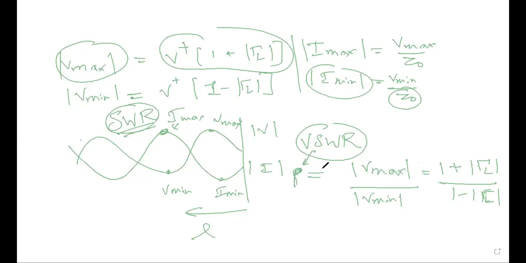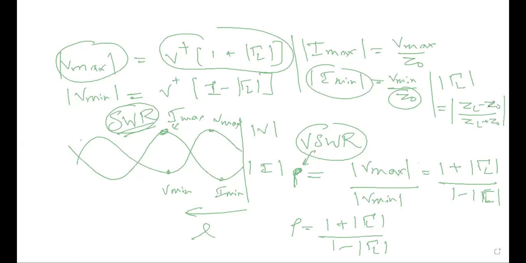And we denote this VSWR by a symbol which is rho. So rho is 1 plus mod of capital gamma L upon 1 minus mod of gamma L. And what is this mod of gamma L? This means mod of (ZL minus Z0) upon (ZL plus Z0). So even if this quantity is complex, we will take the mod of that and we'll get VSWR.